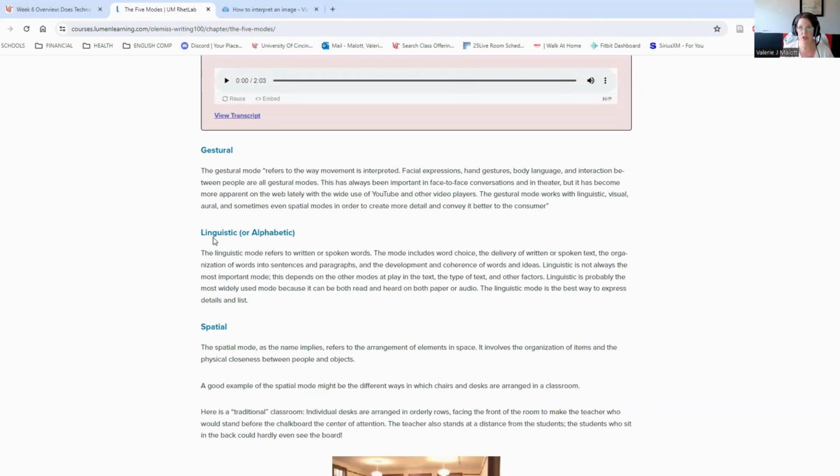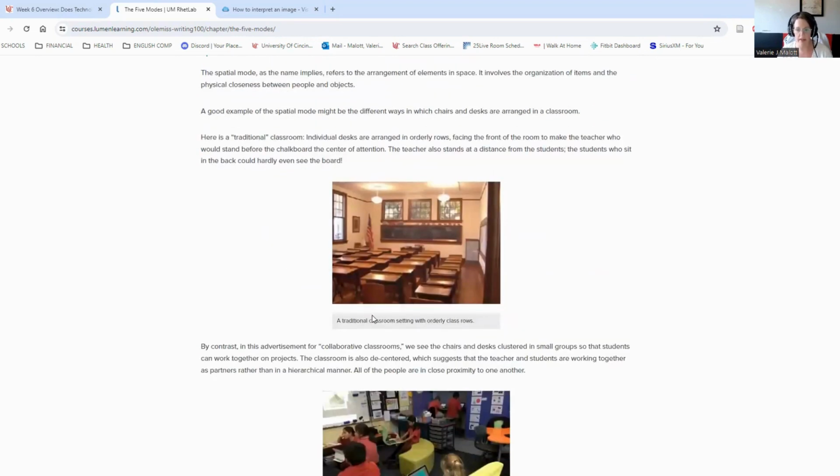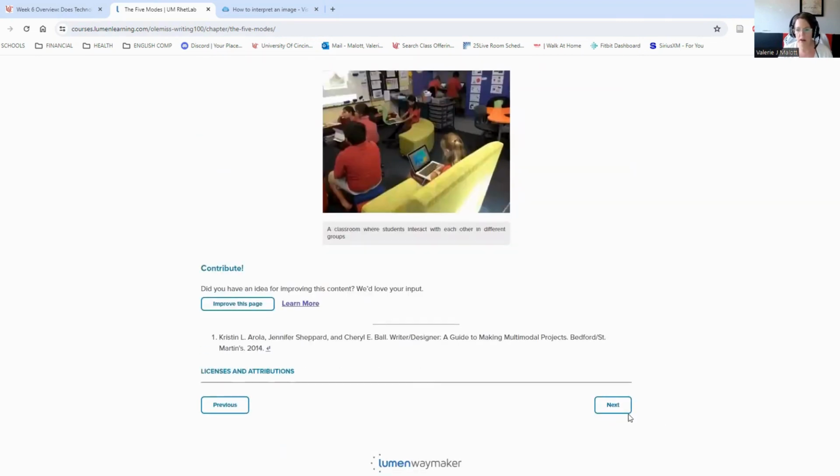It's not always the most important mode, but it can be used together with other modes. Sometimes with speech, we do have the written word, but we also have the spoken word, or with poetry or anything like that. But the linguistic mode is the best way to express details and list. Spatial, again, they give you some examples here.